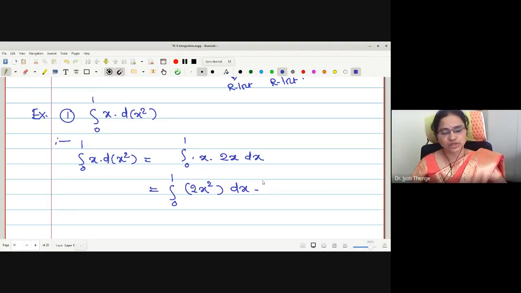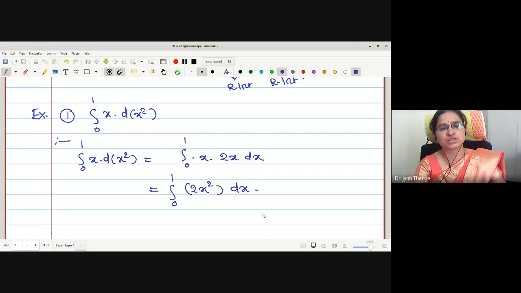Is it 2x square? The new integrand is 2x square. Yes, ma'am. One can solve it very easily by using the Riemann sum method or any Darboux sum method as well. But there is no separate method for solving a Riemann-Stieltjes integration in our syllabus. So we were solving Riemann-Stieltjes integration examples by using the previous methods of Riemann sum or Darboux sums.